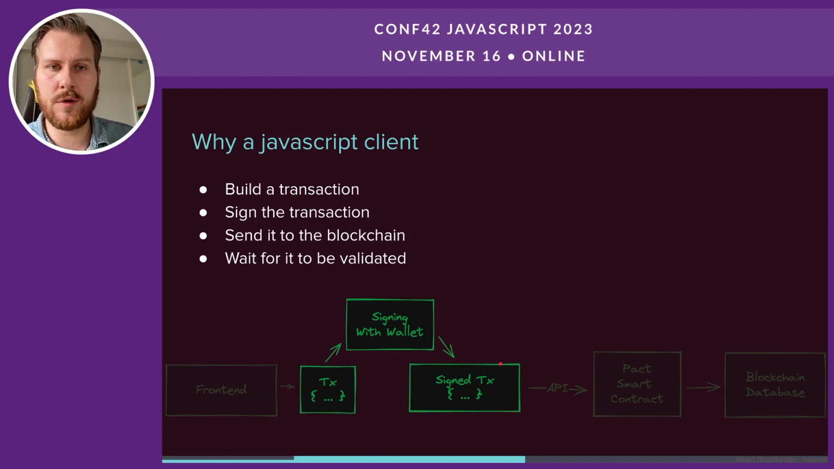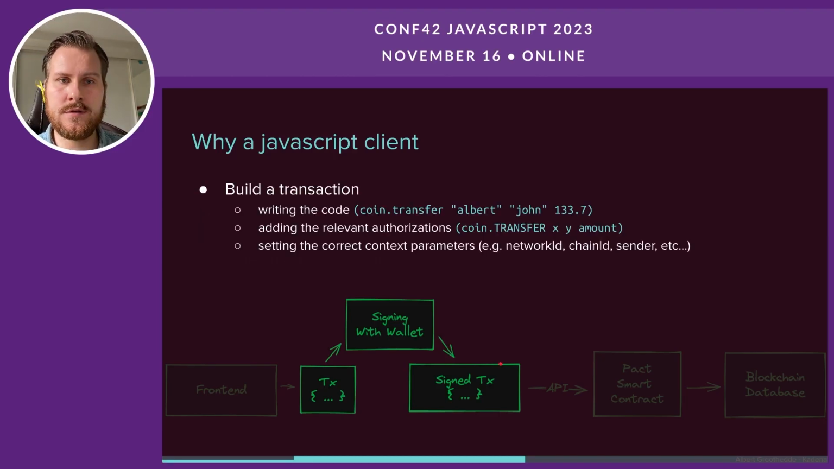So this is a whole bunch of logic that we want to abstract away from our general user. So first part is building the transaction. We want to write the code coin.transfer with the correct parameters. We want to add the relevant authorizations. And then we want to set the correct parameters. So for example, network ID, chain ID, who is going to pay for the transaction cost, etc.